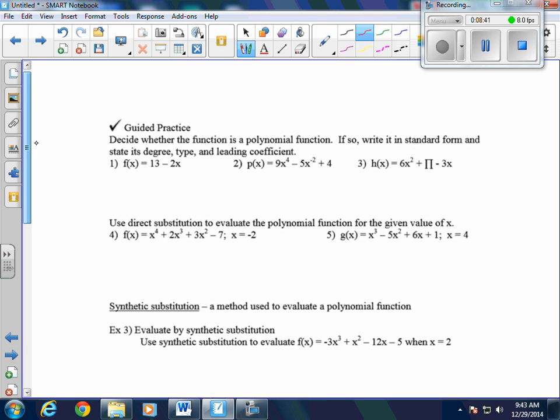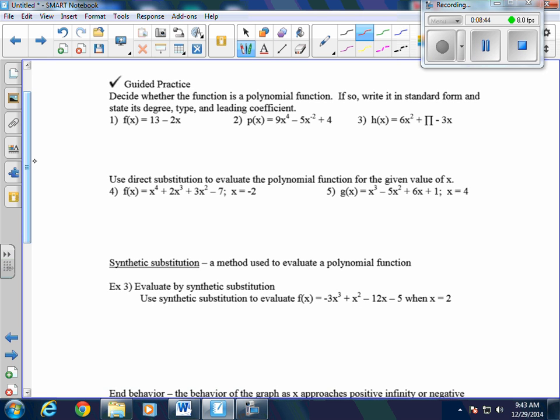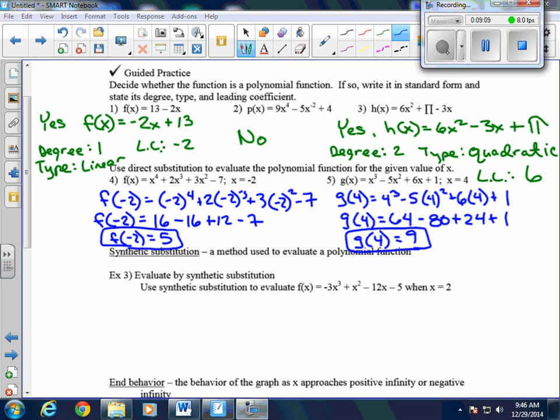So I would like you right now to go ahead and do questions 1 through 5. It says decide whether the function is a polynomial function for 1 through 3. If so, write it in standard form, state its type, degree, and leading coefficients, and then use direct substitution for 4 and 5. So go ahead and hit pause on the video, and then you may hit play when you are ready to move on. And here are the answers to questions 1 through 5. So go ahead and check your answers.